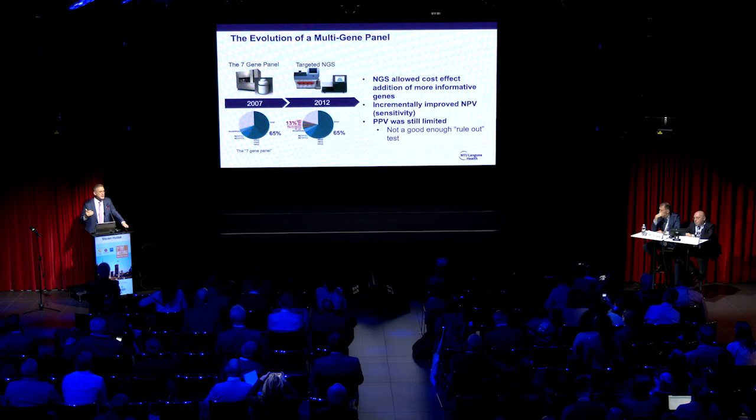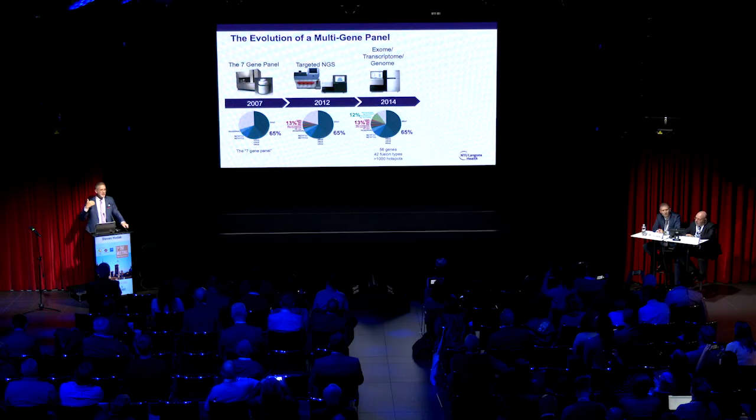That changed in 2012 with the advent of next generation sequencing, which made it possible to test one gene or 100 genes for basically the same cost. And so what we were able to do was to add additional genes that occurred with very low prevalence, but were very useful diagnostically to the panel and improve its capabilities. This incrementally improved the negative predictive value, but it still was not terrific. The positive predictive value was still a pretty good rule-in test, but it was not a good enough rule-out test.